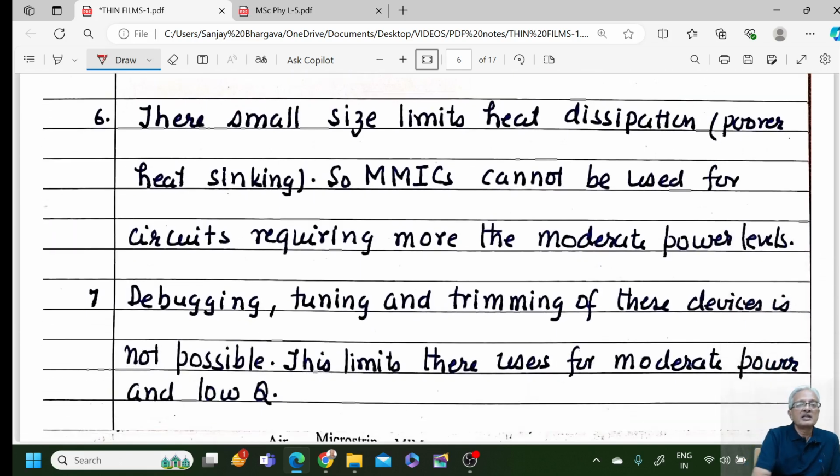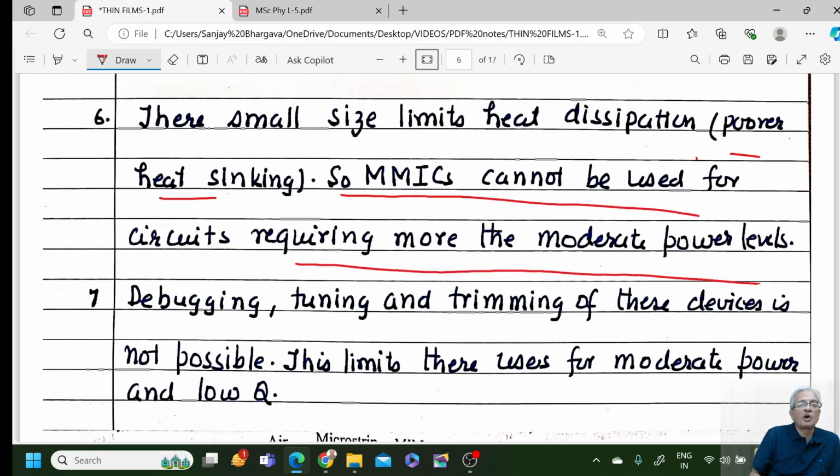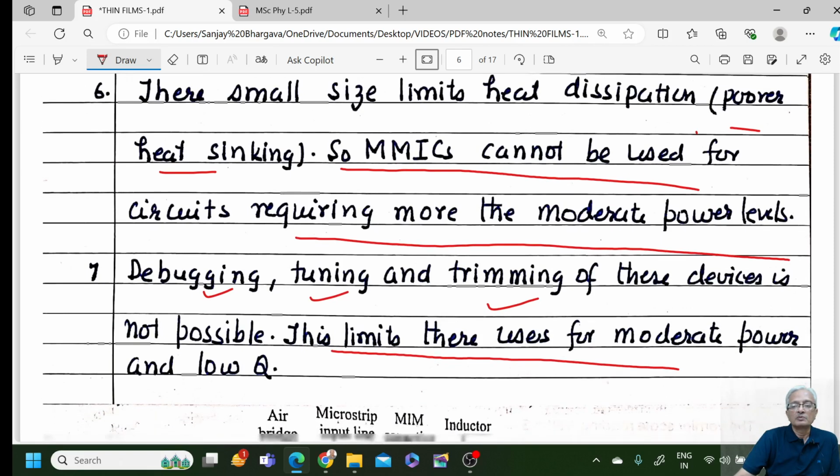The small size limits heat dissipation, that is, they have poorer heat sinking. So MMICs cannot be used for circuits requiring more than moderate power levels. Debugging, tuning and trimming of these devices is not possible. This limits their use for moderate power and low Q.